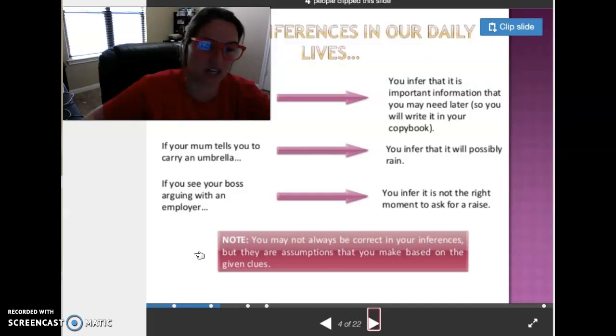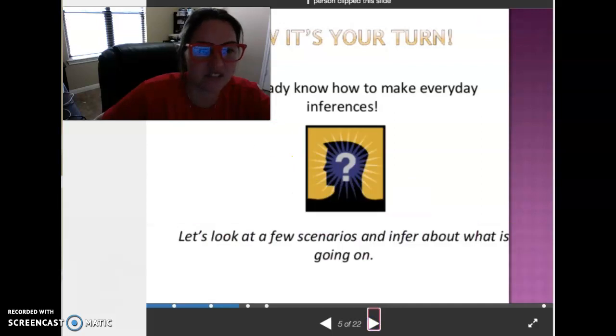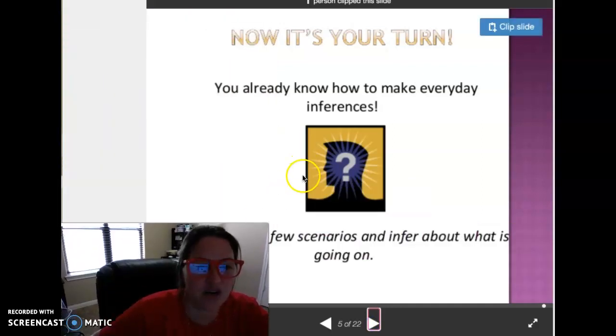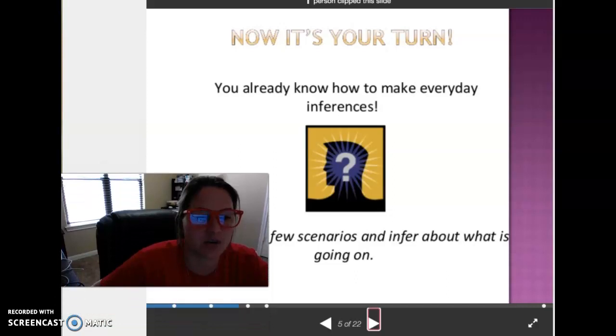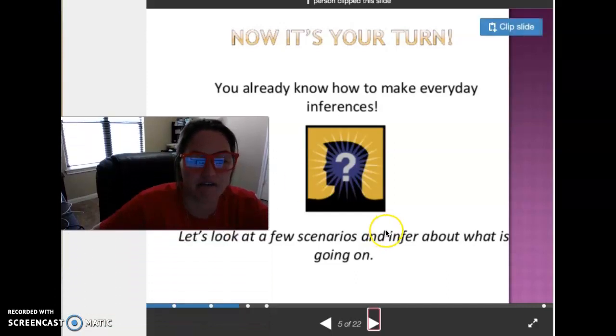And again, we've talked about that before too. We might be in the same situation and infer something different. That's okay. You're using your prior knowledge and I'm using mine. So now it's your turn. We're going to practice. You already know how to make everyday inferences, so we're going to take a look at a few scenarios and infer what might be going on.